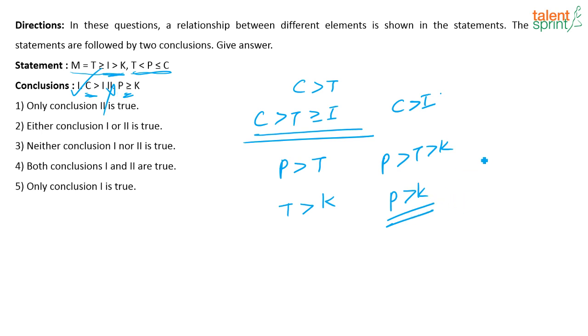So what is the answer here? Only conclusion 1 follows. Conclusion 2 is not true because I know P is greater than K and not greater than or equal to. So only conclusion 1 follows, sorry. So the answer will be option 5. Conclusion 2 does not follow. Option 5.